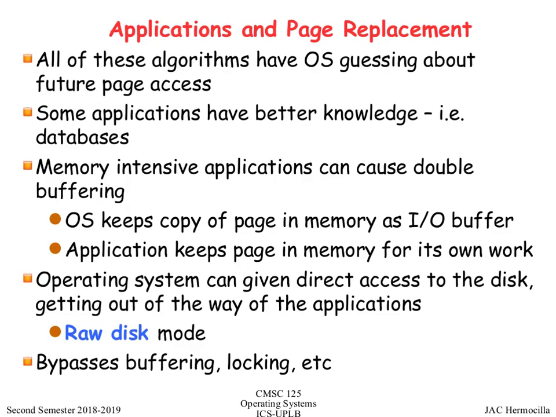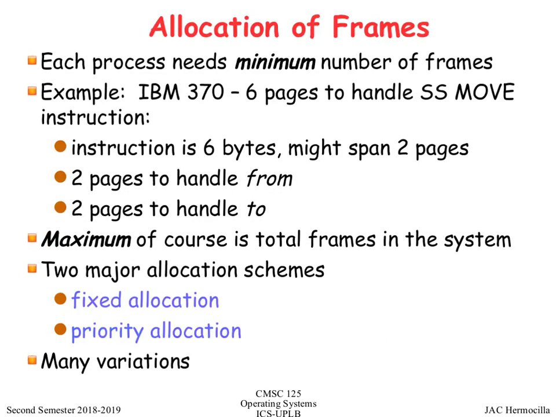Okay, so this is the part on page replacement. The next one is allocation of frames. So two issues were mentioned earlier: frame allocation, how many frames to allocate for a process, and page replacement because we have demand paging. Okay? So each process needs a minimum number of frames. Right?